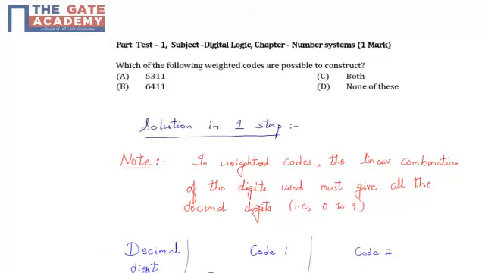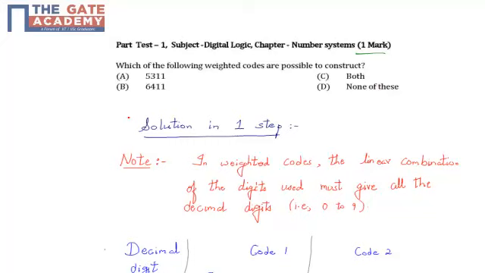Hello students, the following question is from part test 1, subject digital logic, chapter number system, and the question is asked for 1 mark. The question states: which of the following weighted codes are possible to construct? Option A is 5311, option B is 6411, option C is both, that is 5311 as well as 6411, and option D is none of these.